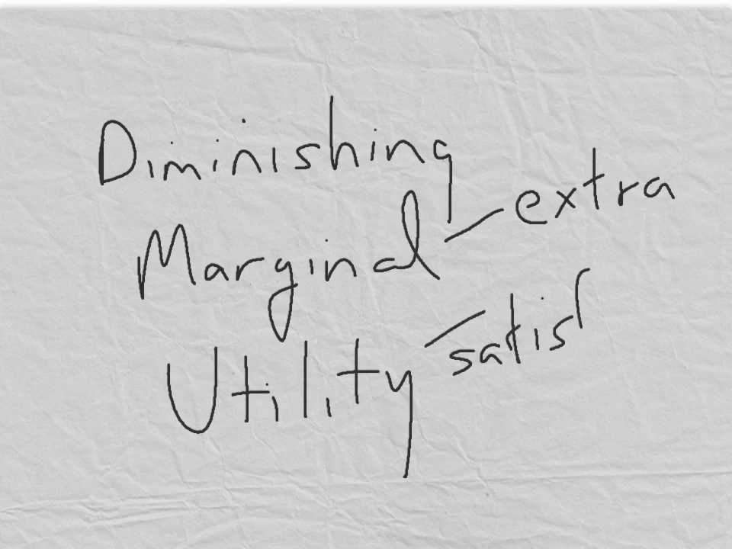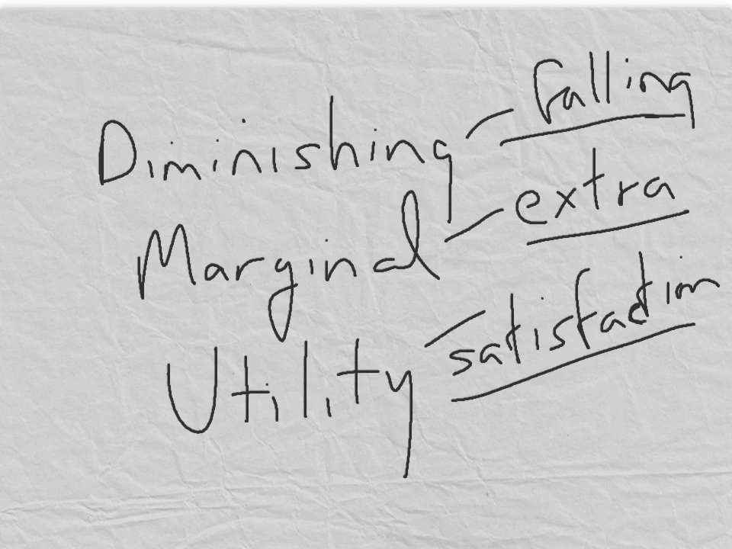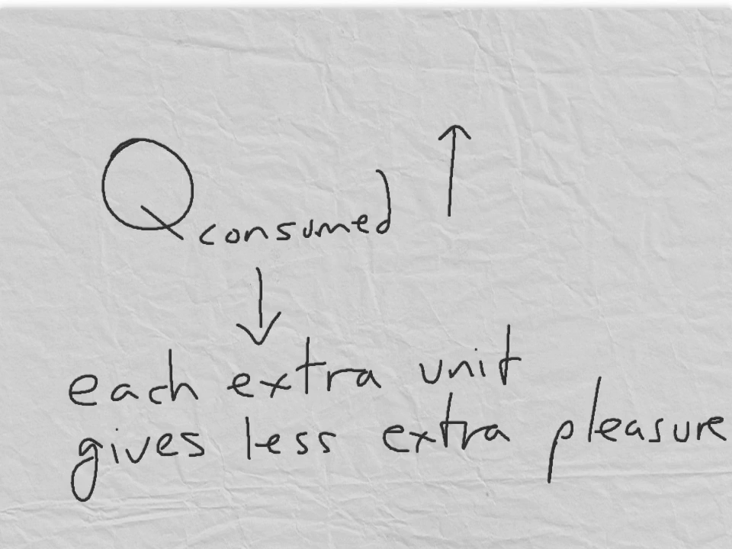This is a presentation about the idea of diminishing marginal utility. Marginal in economics means extra, and utility means satisfaction. So, with this phrase, diminishing marginal utility, diminishing means falling. We are talking about what happens to our satisfaction when we consume extra units of a product, and we believe that our satisfaction keeps falling. So let's look at what this means in practice.